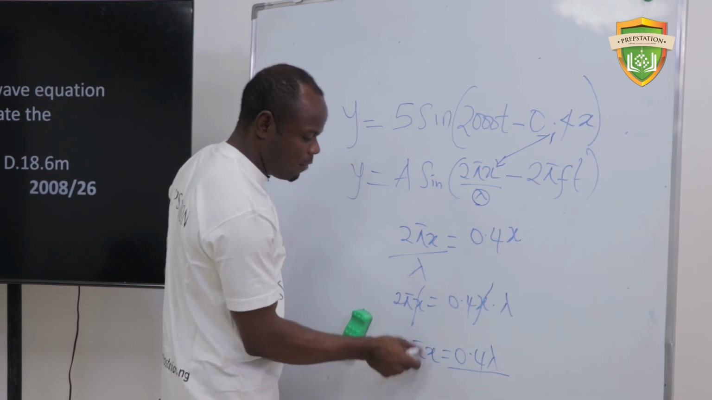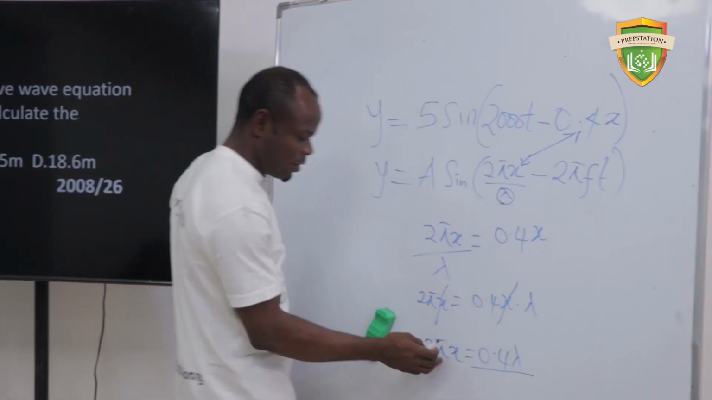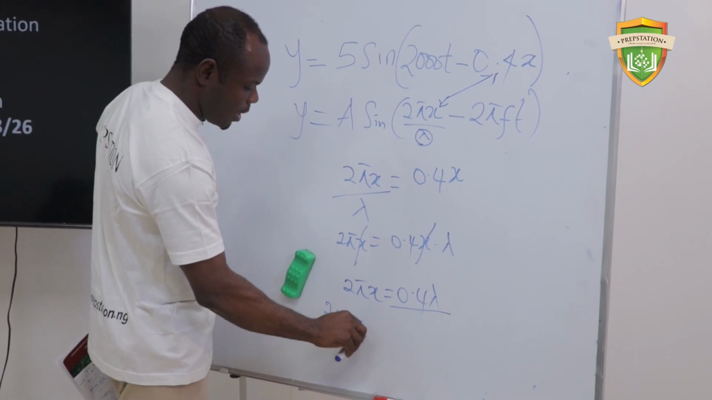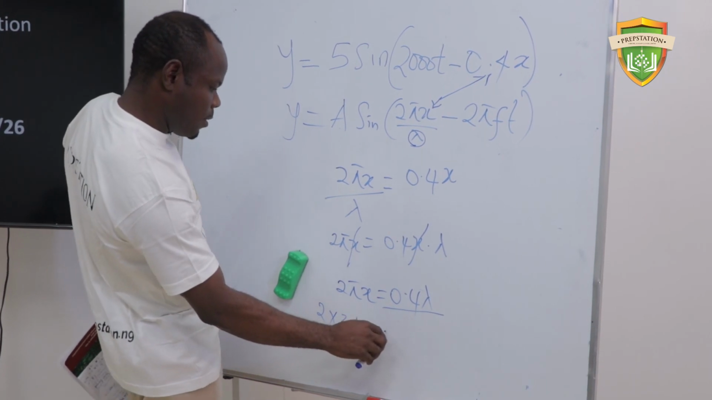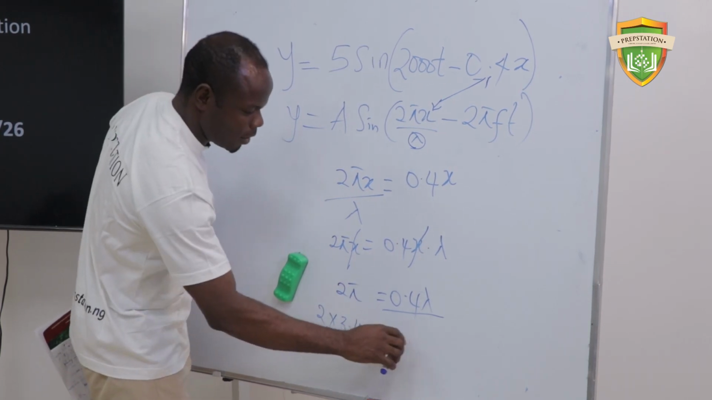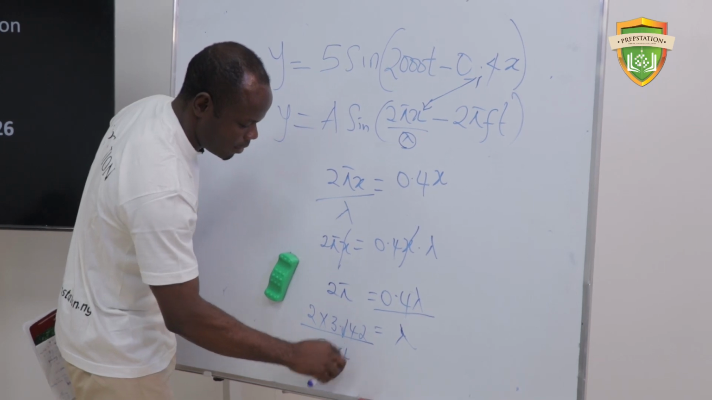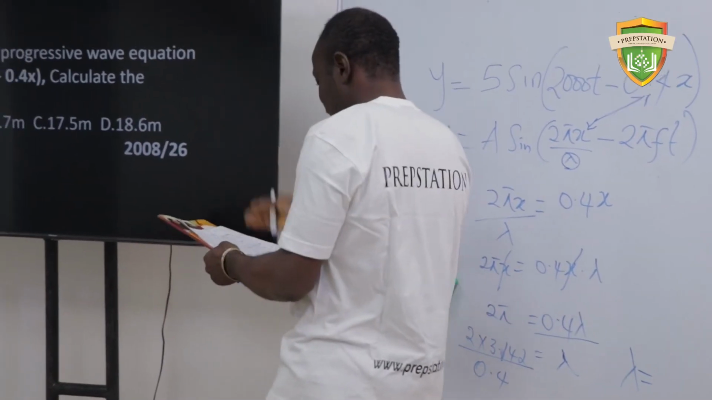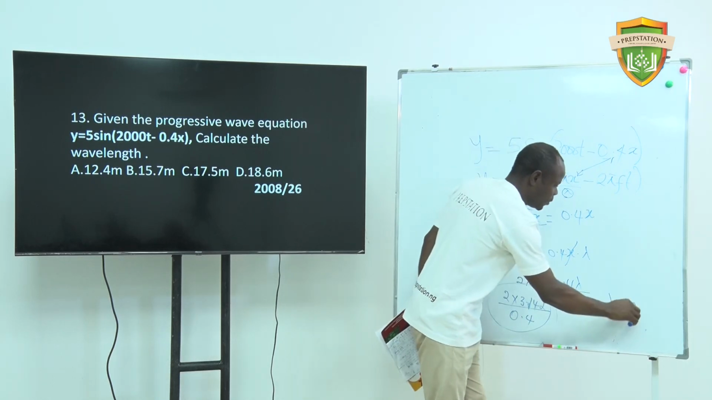By 0.4. But don't forget that our pi is here, and the answer is not in terms of pi. So you have to substitute the value of pi, which is 3.142. Okay, x is out, so we can't have x here again. So lambda equals 2 times 3.142, divided through by 0.4. What could lambda possibly be? That's question 13, and I have it with me as 12.4. If you analyze this, you're going to have 12.4.